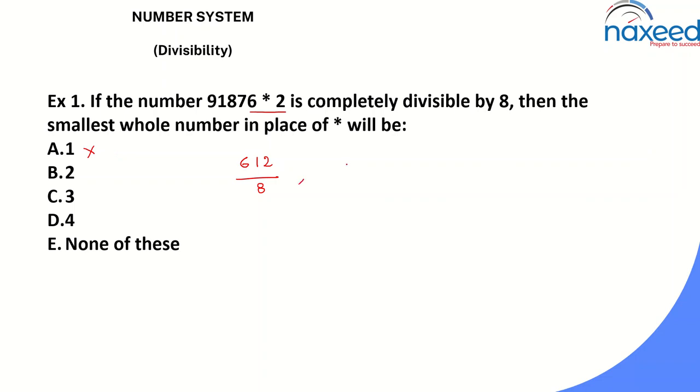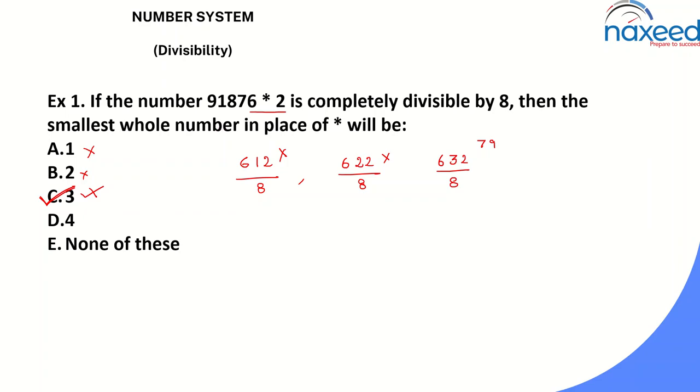Take the second option, 622. 8 times 7 is 56 and the remainder is 62. Yes, this is also not possible. 62 is not divisible by 8. Next, take the third, that is 632. Check it. 8 times 79 is 632, so yes, the option C is the right option. So in this way, we can easily identify whether a number is divisible by 8 or not.